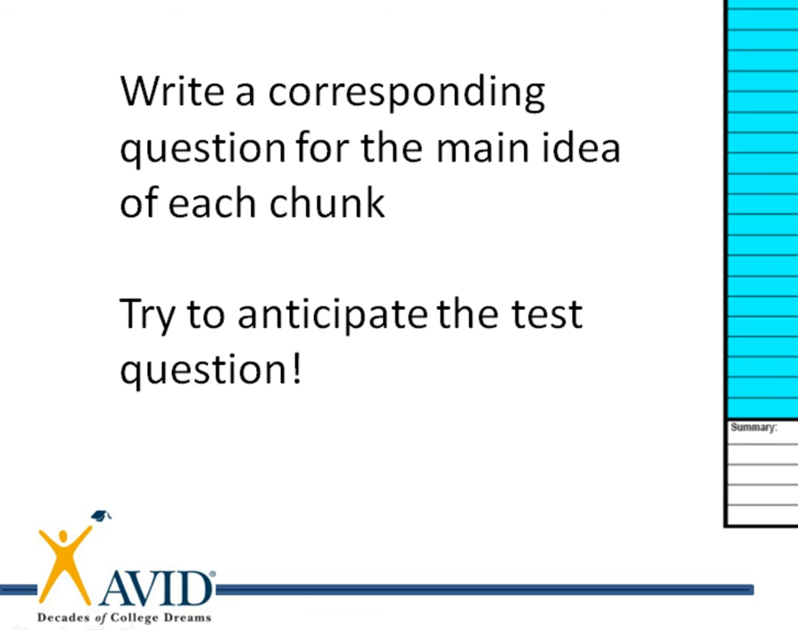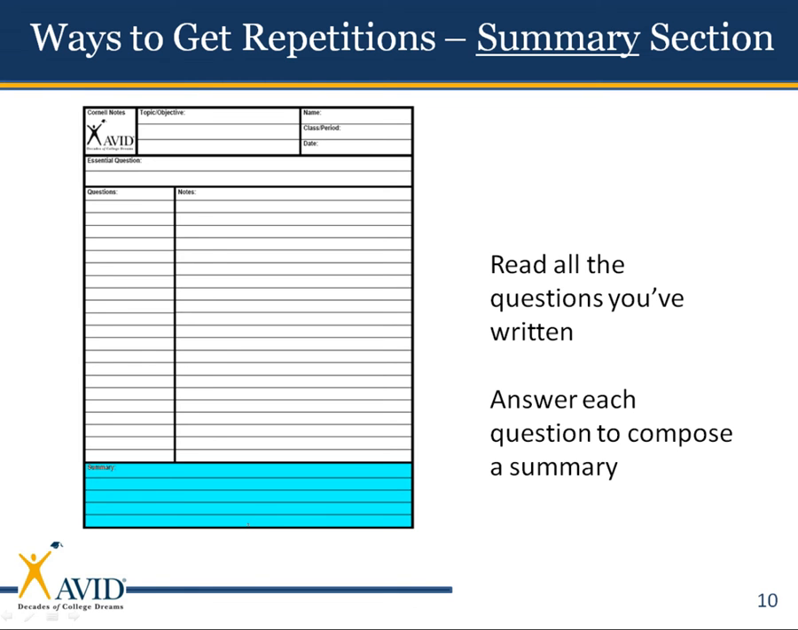And remember that I'm always thinking like a teacher, trying to anticipate what the test question is going to be over that section. All right, so what about that summary section at the bottom? What I want to do there is read back through all the questions that I've written on my page of notes, my essential question and my questions in the left column, and write a 1-sentence answer to each one of those questions to build my summary. What that forces me to do is to go back and read my essential question, my notes, and my questions, basically getting another repetition of all of that information on the page.